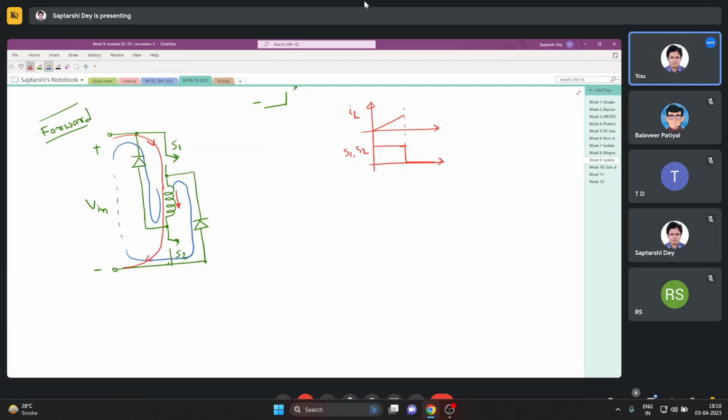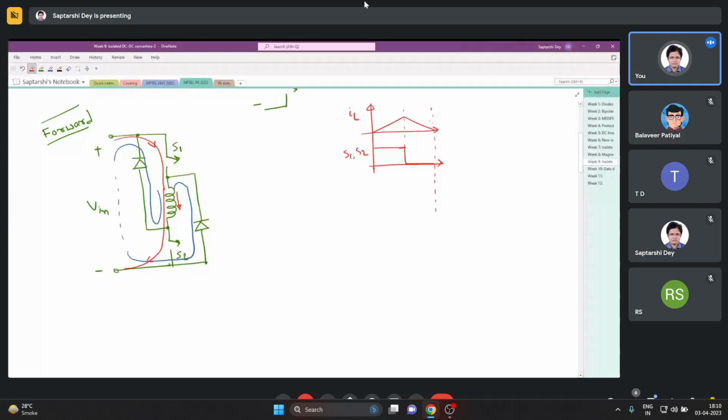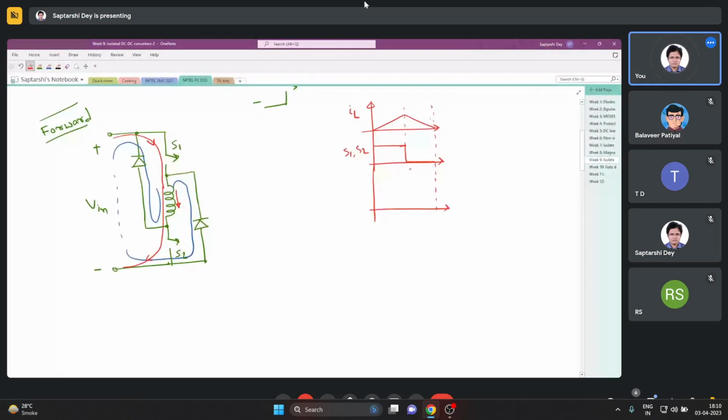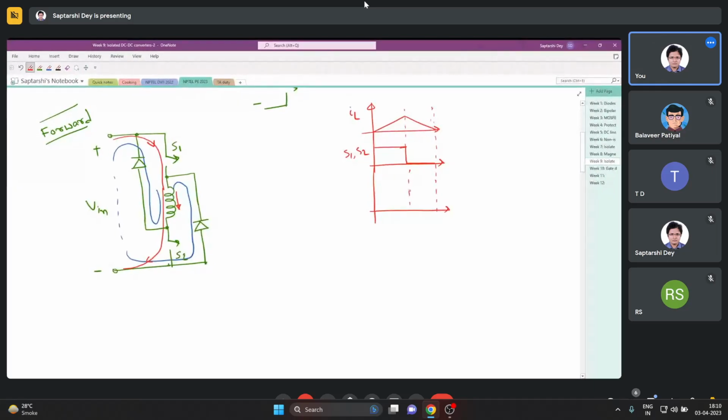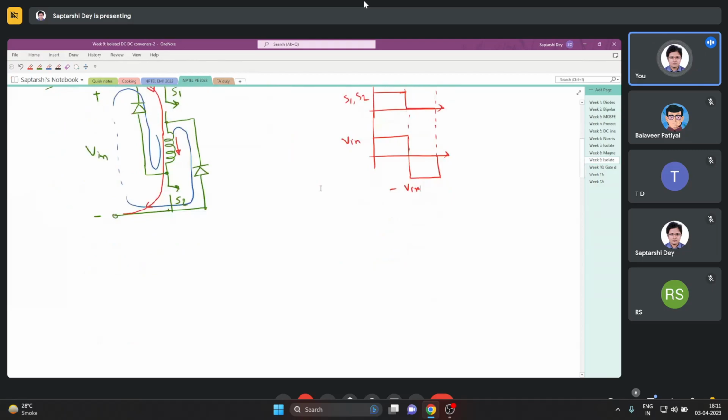So it will be like this. Okay, it will be like this. So if you look at the inductor voltage, that is Vin when they are on, and minus Vin when it is off. Clearly you cannot have a duty ratio more than 50% in this case. If you have, then that will cause staircase saturation of the inductor.